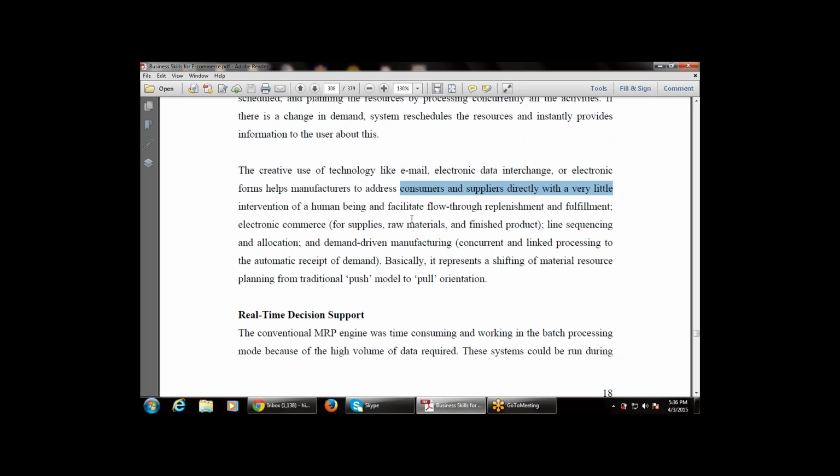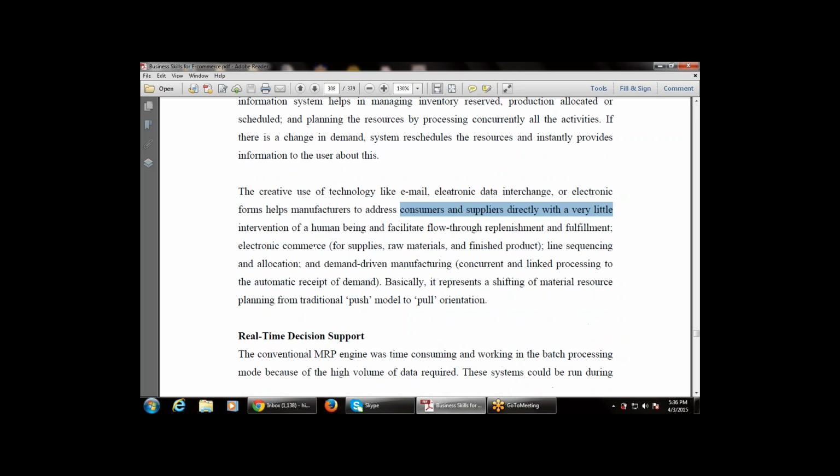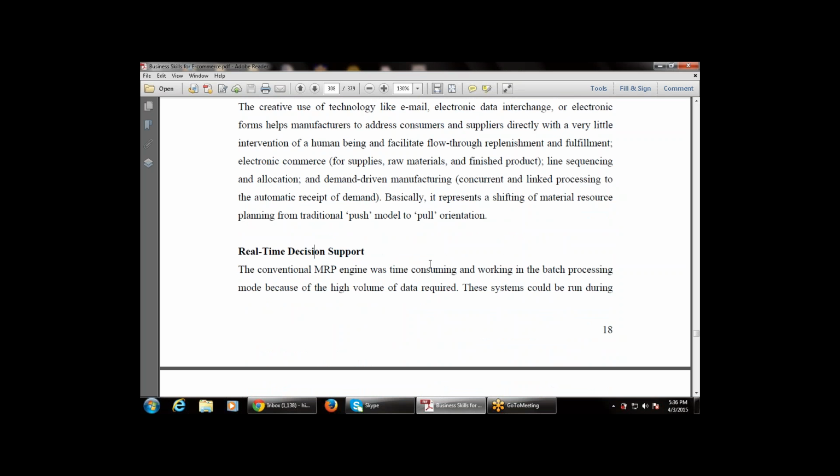Then next is real-time decision support. That is the next concept that is used. There will be a proper real-time decision support system provided, which gives an instantaneous response to any demand. That is real-time decision support.